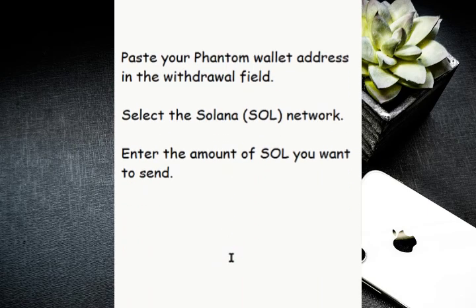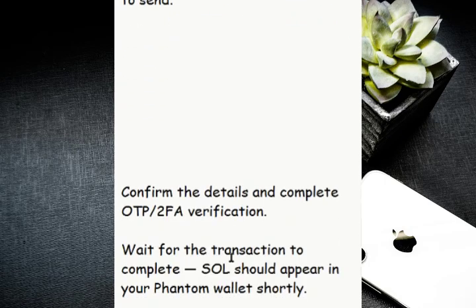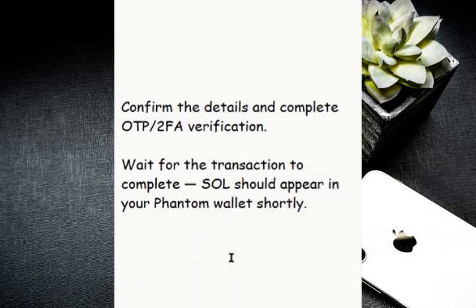Enter the amount of Solana you want to send and confirm the details and complete the OTP or the 2FA verification, which is your two-factor authentication for verification, and wait for the transaction to complete. So Solana should appear in your Phantom wallet shortly once the network verification is confirmed.